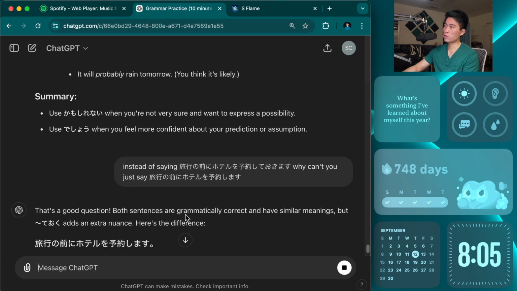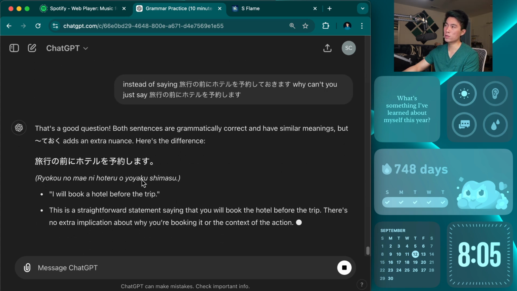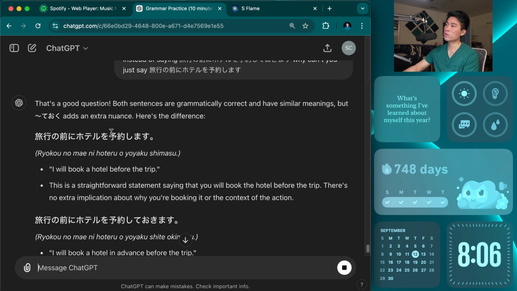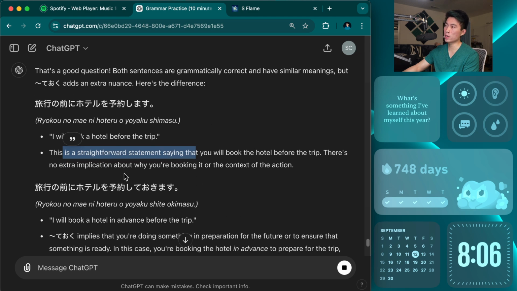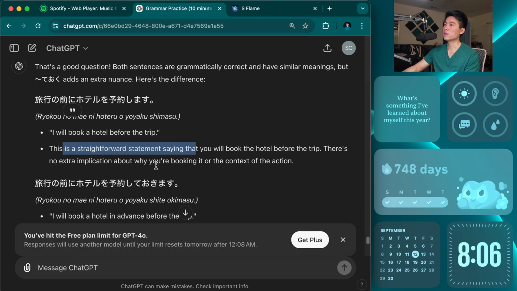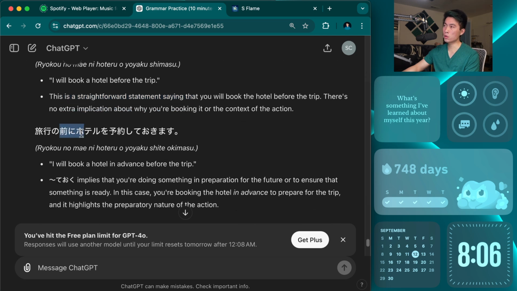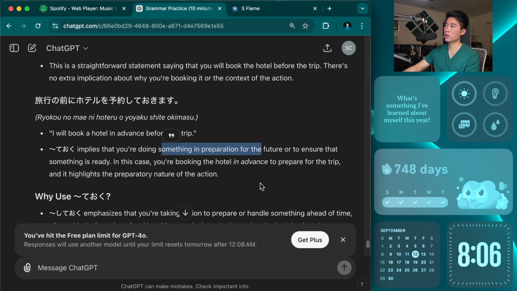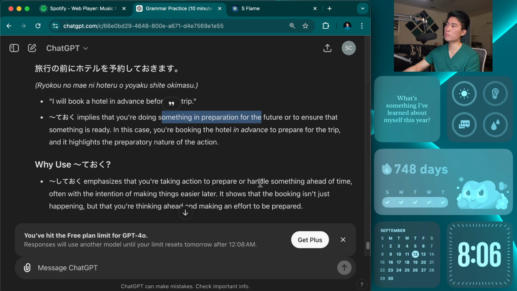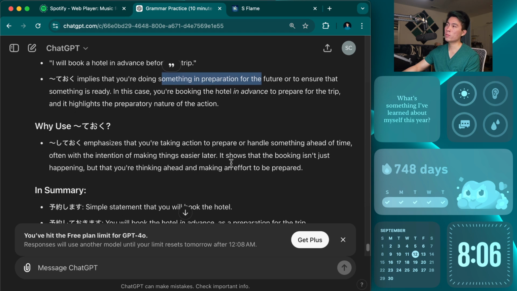Good question. Both sentences are grammatically correct and have similar meanings, but te oku adds an extra nuance. Here's the difference. I will book a hotel before the trip was a straightforward statement saying that you'll book the hotel. There's no extra implication about why you're booking it or the context. 旅行の前にホテルを予約しておきます. I will book a hotel in advance before the trip. Implies you're doing something in preparation for the future to ensure that something is ready. In this case, you're booking the hotel in advance to prepare for the trip and highlights the preparatory nature of the action. Why use te oku?